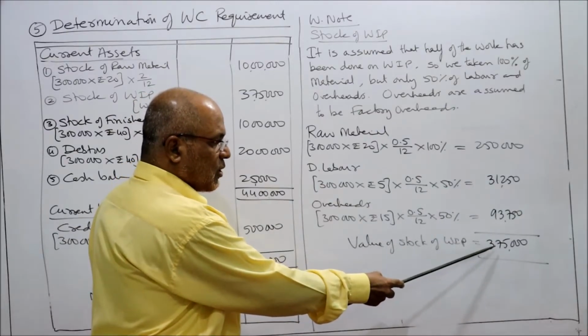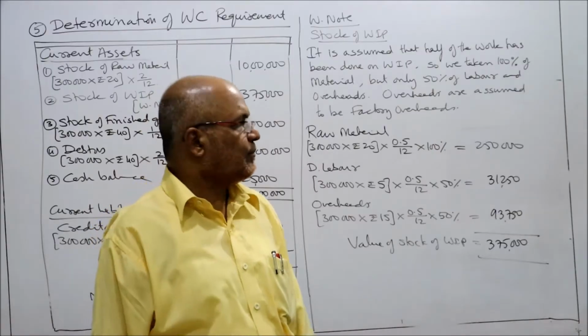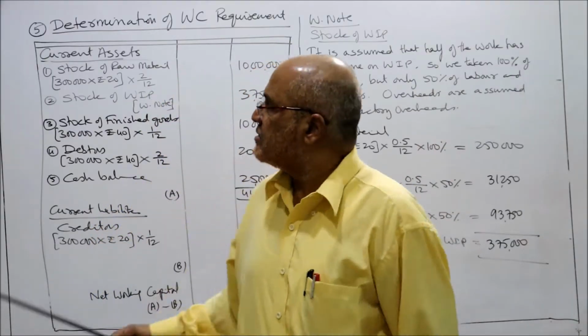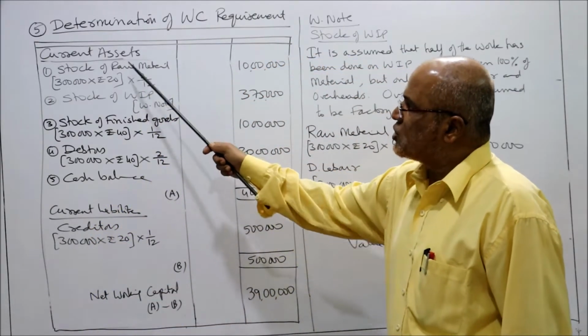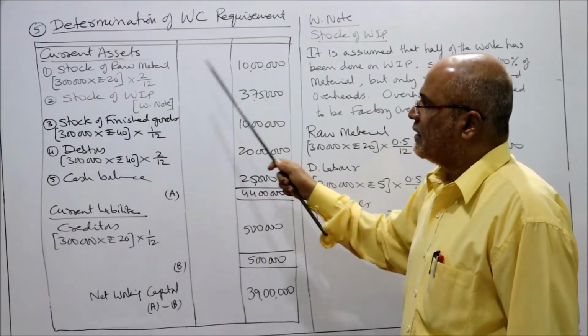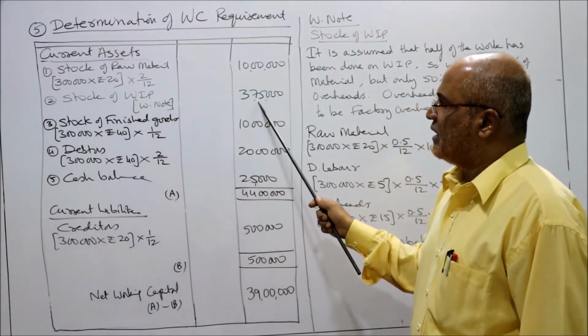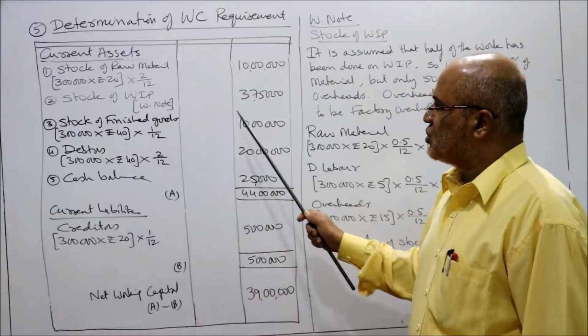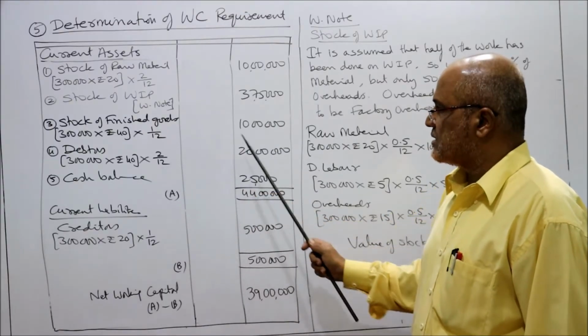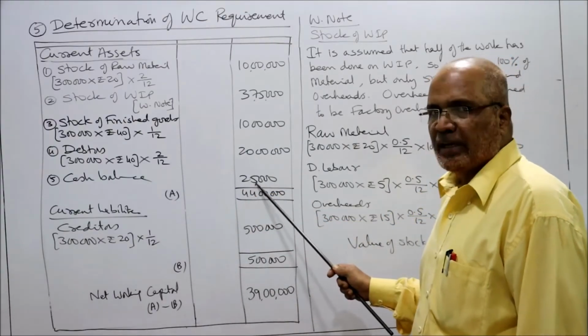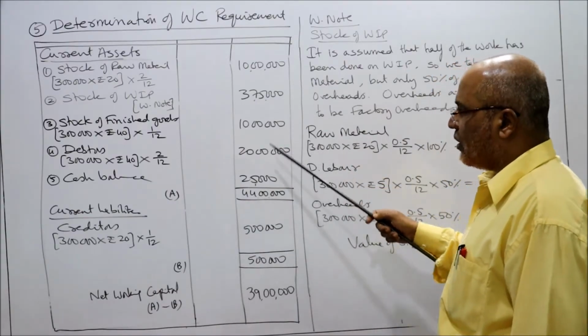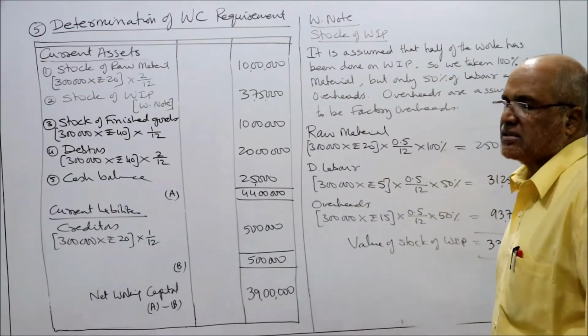So total stock of WIP 3,75,000. We have taken the total 3,75,000. Now raw material, stock of raw material, multiply this 10 lakh. Stock of WIP 3,75,000. Stock of finished goods 10 lakh. Debtors 20 lakh. Cash balance 25,000. The total of the current asset is 44 lakhs.